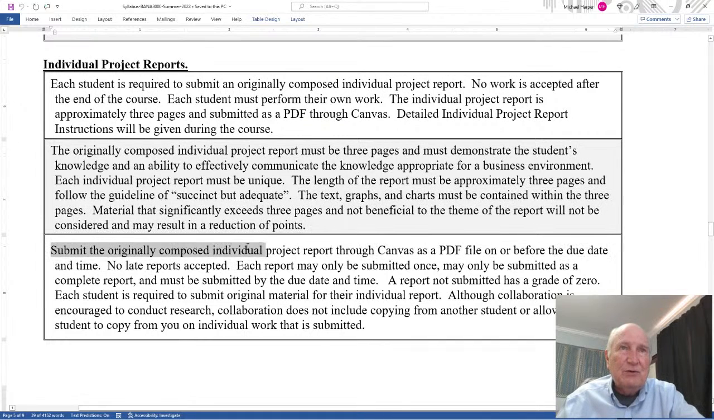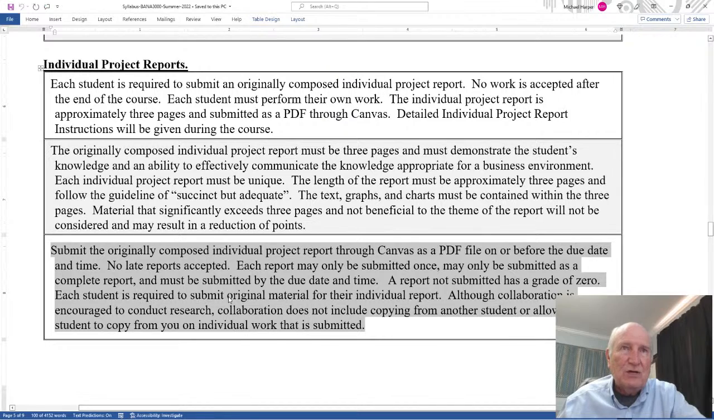Finally, submit the original composed individual project report through Canvas as a PDF on or before the due date and time. No late reports are accepted. Each report may only be submitted once, may only be submitted as a complete report, and must be submitted by the due date and time. A report not submitted has a grade of 0.